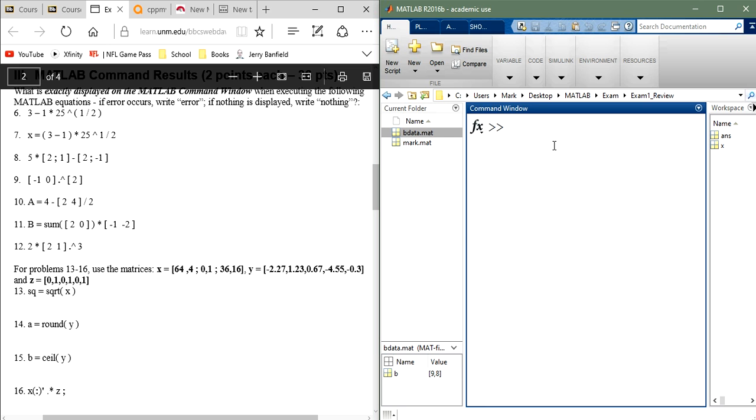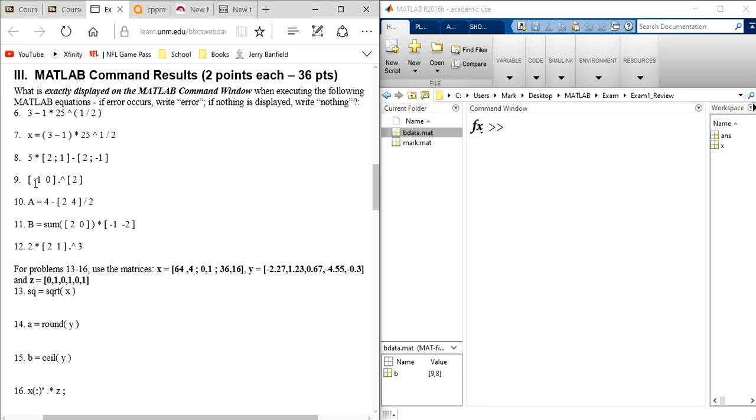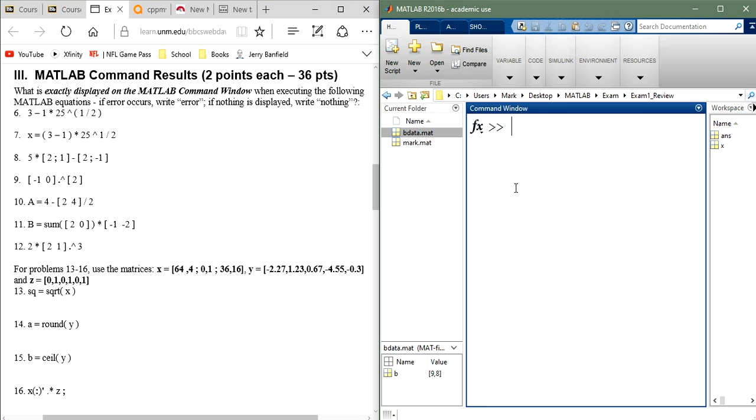Problem 9. So, order of operations again. Well, we only have one operation here. We have this matrix squared. Well, each element in the matrix is squared since we're using the dot. So we have negative 1 squared, which is 1, and then 0 squared, which is just 0. And so the answer should be a and s is equal to 1 and 0.